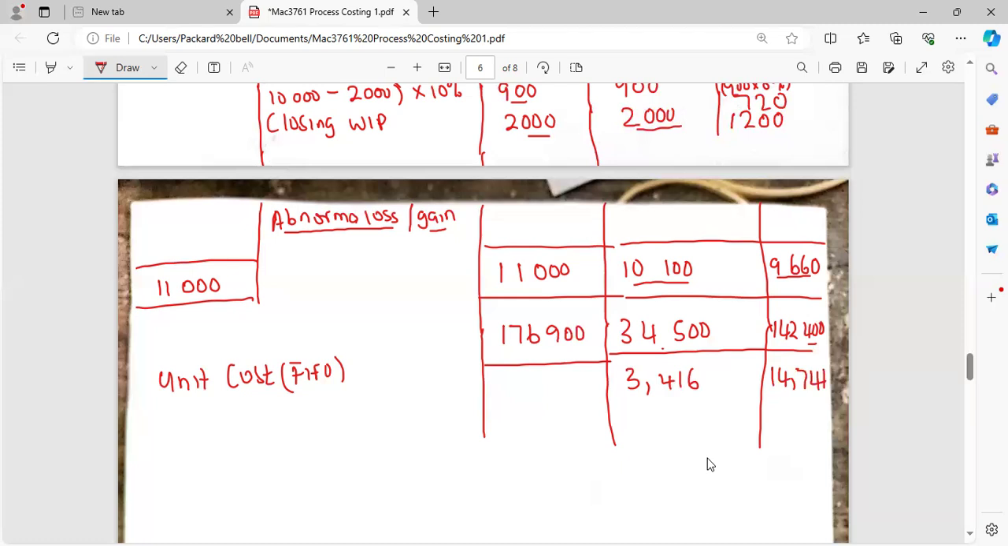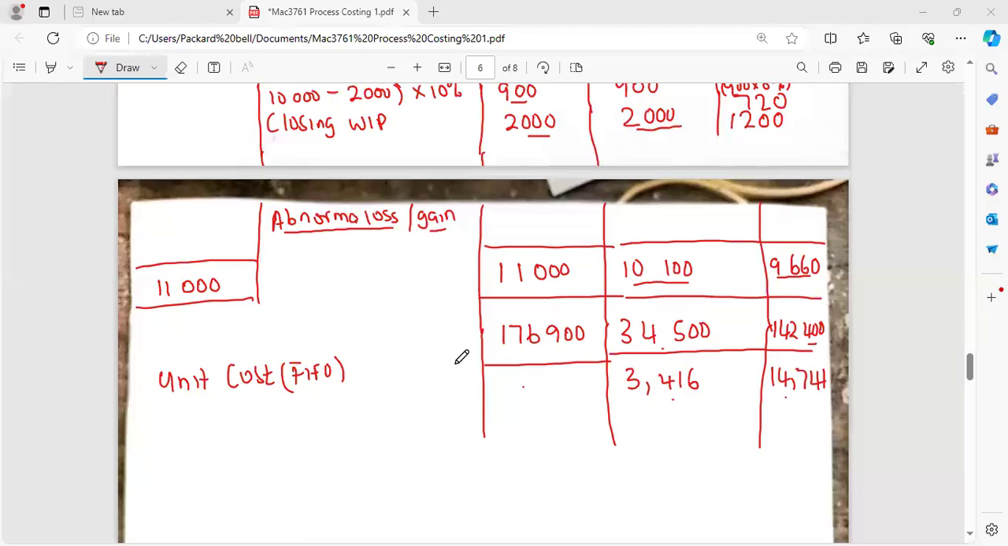When you have these two, conversion and material, you add them to get the total unit cost. So which means we're going to add 3.416. Then we have a total of 18 point... This network is just something else. It's the network that kicked me out.